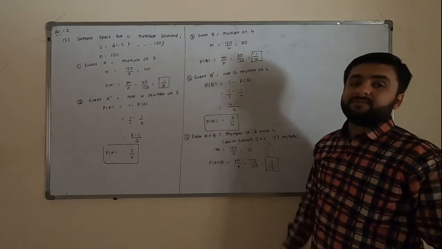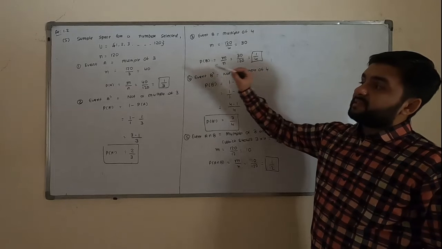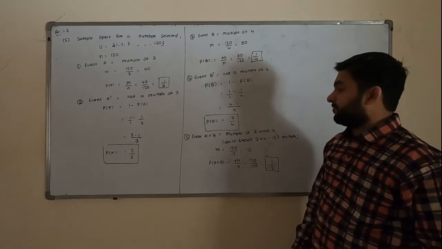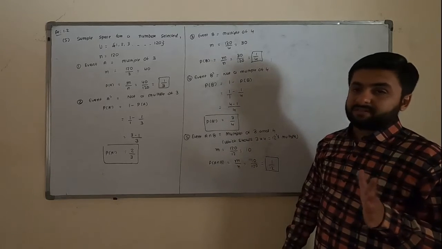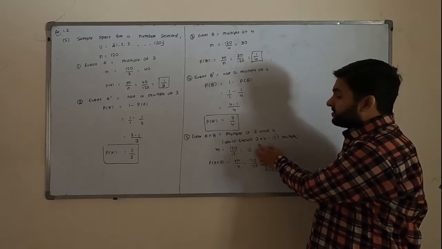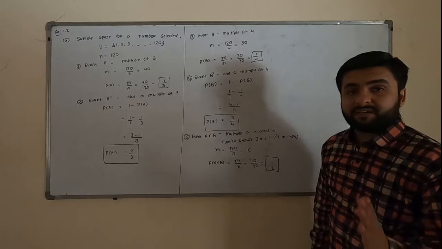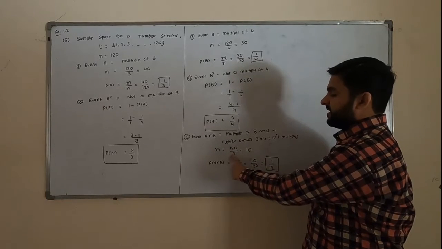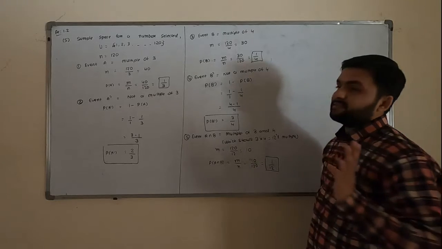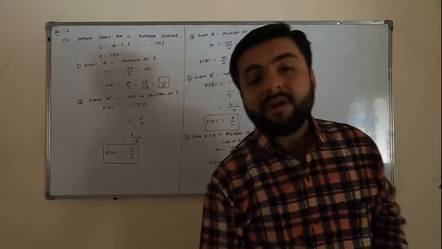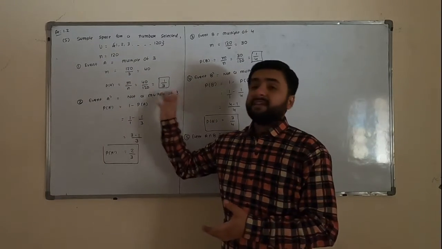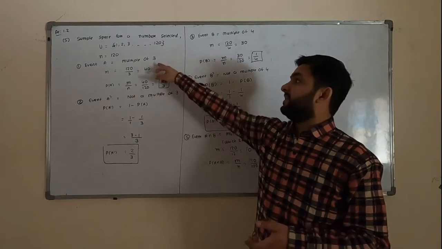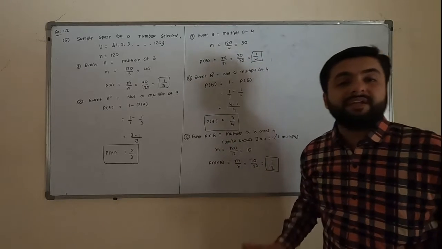Now here, why are we using the intersection event? Because event A is showing multiples of 3, event B is showing multiples of 4, and here we need both, which means multiples of 12, because 3 into 4. So directly multiples of 12: 120 by 12, 10 numbers, 10 by 120, the answer is 1 by 12. At a time you have to think: if the events you are finding are totally opposite, then use the complementary event, and if the events are common, then use the intersection event.